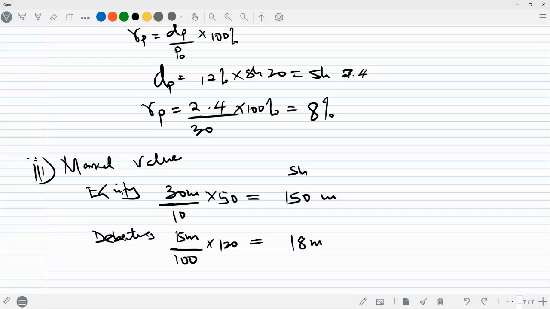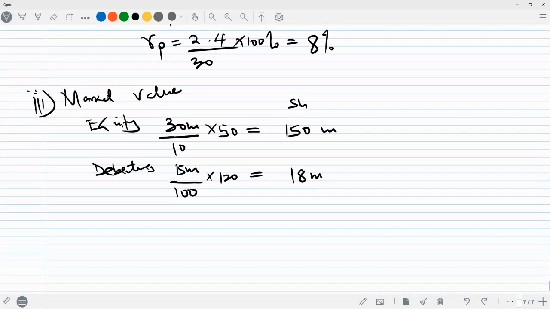$18 million to be the market value of the debentures. Next, we get the market value of preference shares. The total nominal value of preference shares is 5 million. We divide by the nominal value per preference share, 20, to give us the number of preference shares issued.